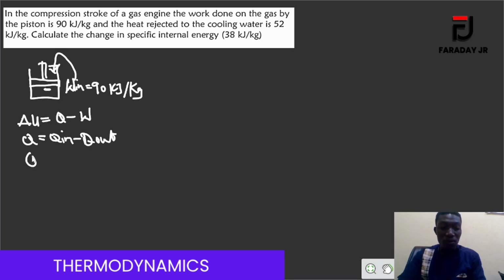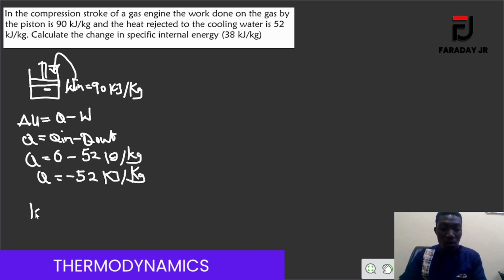Then we know from this question that the heat was rejected to the cooling water, which is 52 kilojoules per kg. So if it is rejected, Q in is 0 minus Q out, and Q out was rejected, so it is 52 kilojoules per kg. So now we know that our Q is equal to negative 52 kilojoules per kg.